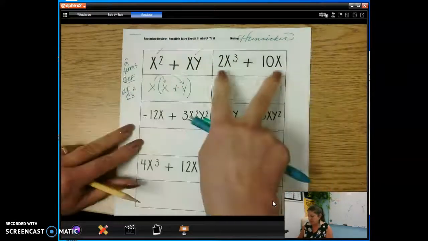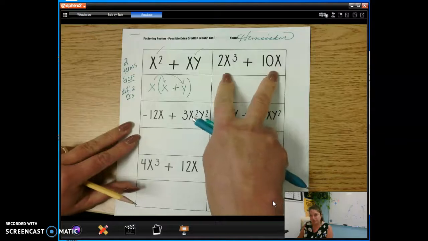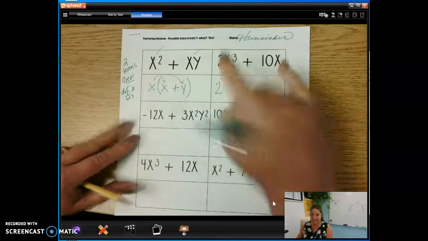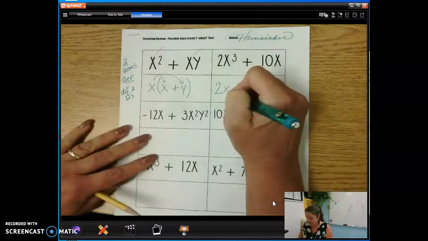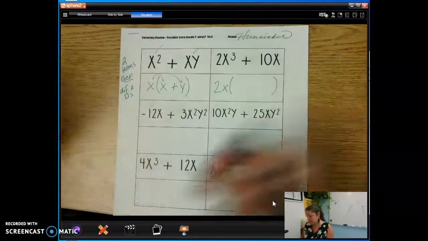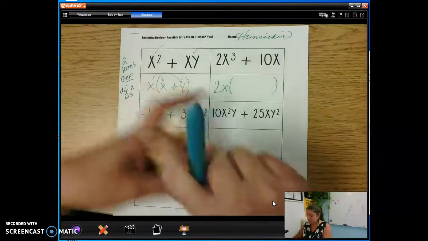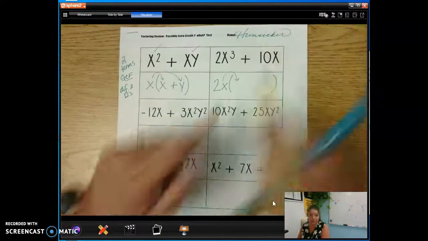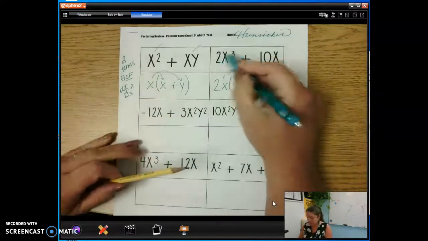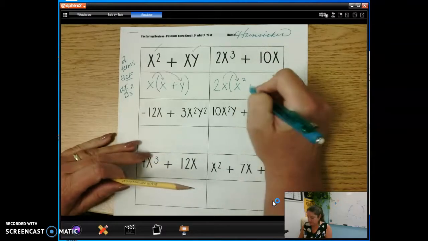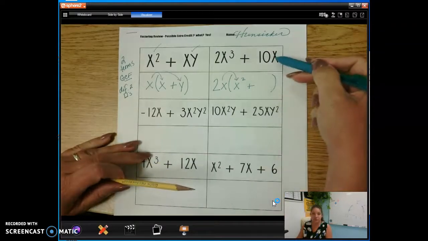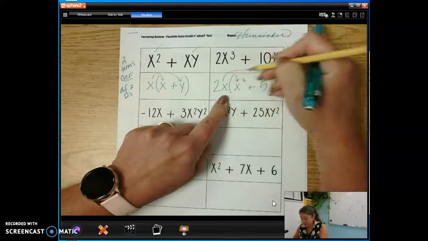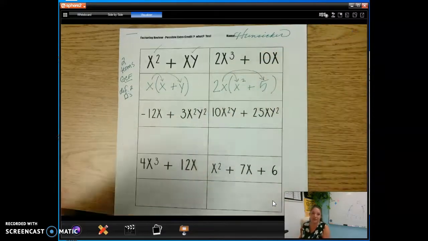If we do it again, these 2 terms have both a 2 and an X in common, so I'm going to take them both out, so 2X. And again, it's the distributive property backwards. What would I multiply 2X by to get 2X to the 3rd power? Or you can divide it out, so I would get an X squared. When I divide by 2X, I get just a 5 left. So again, if I were to distribute, 2X and 5 makes 10X.